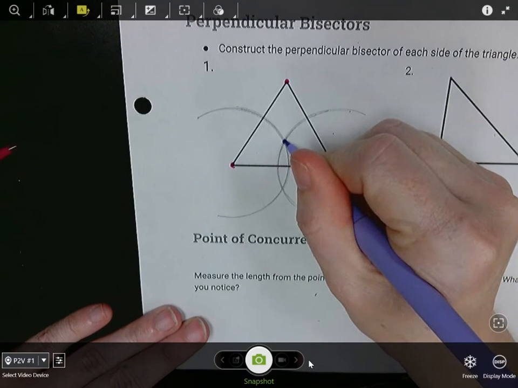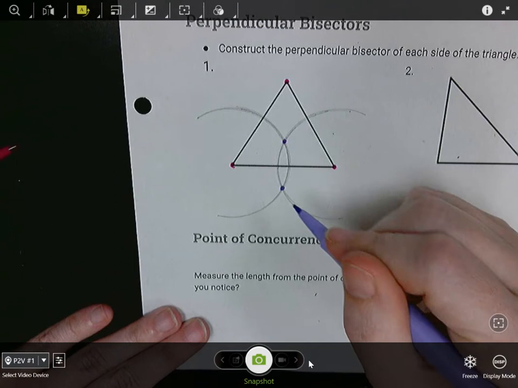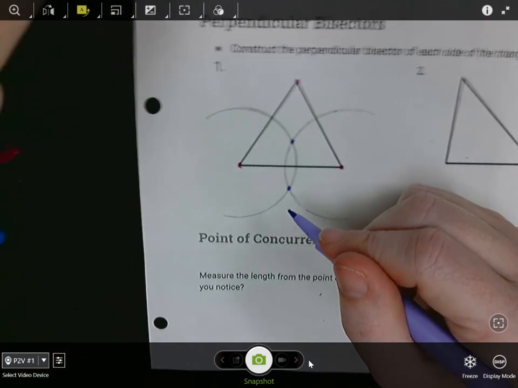So put a point right there. And then down here at the bottom, put another point. And then your compass is also a ruler.